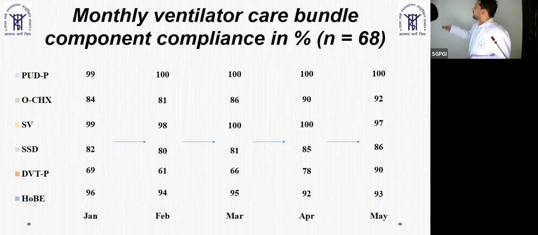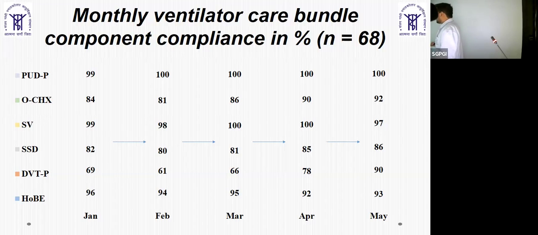But again, the bar is missing, the columns, and I'll explain. This figure represents monthly care bundle compliance among the study cohort. It was observed that compliance with the following components of the care bundle improved from January. In the horizontal axis, you can see January. Basically, the total duration of the study was 10 months, but the data collection spanned 5 months.